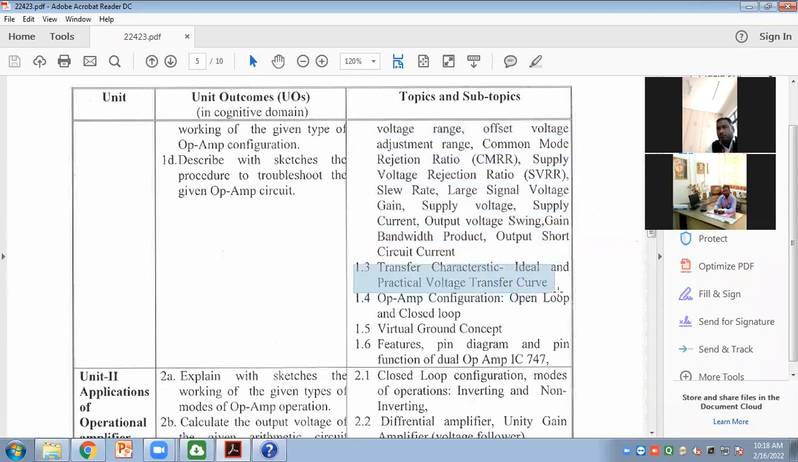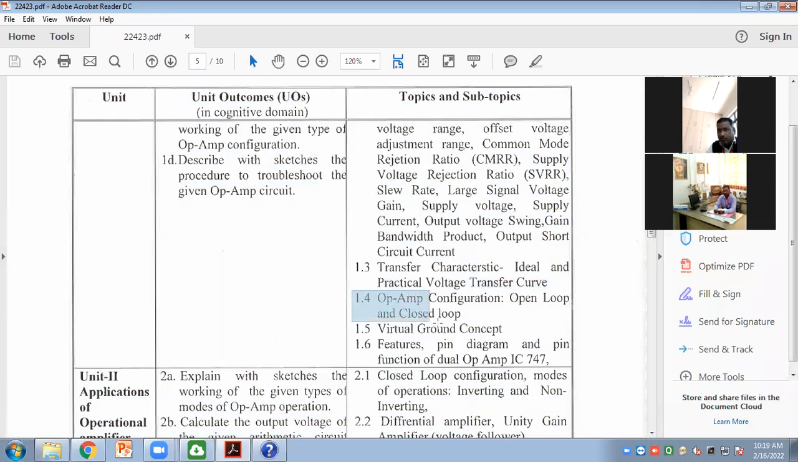Then 1.3, the transfer characteristics of ideal and practical voltage transfer. Just like in basic electronics, we study the VI characteristics of the PN junction diode. So how voltage changes, current changes, that you know very well. So graphically, we are going to see the change. Same here, graphically, we are going to study the transfer characteristics for the op-amp IC741. So there are different parameters by using ideal and practical voltage transfer. So ideal characteristics we are going to study, as well as practical characteristics. So we are going to study both characteristics, and we are going to compare both characteristics under 1.3.